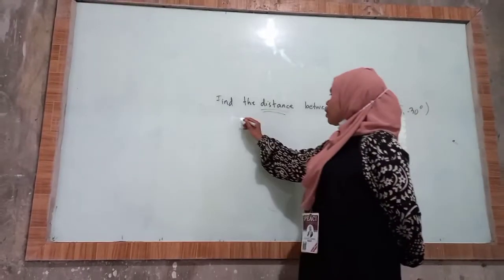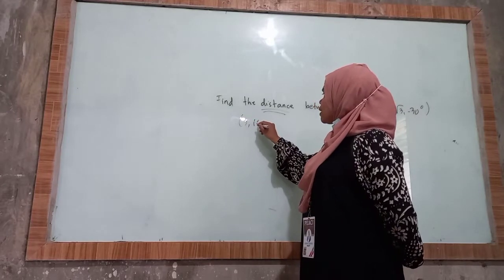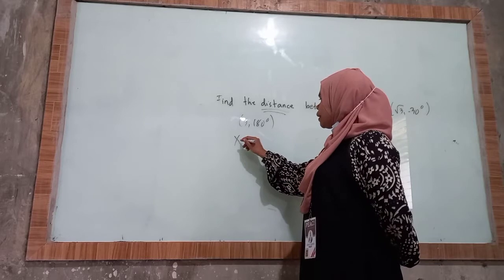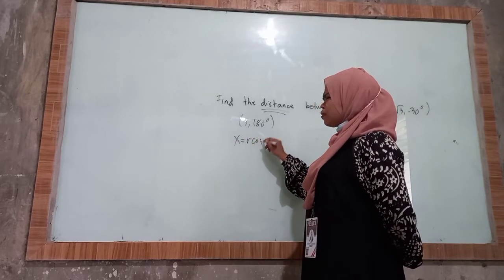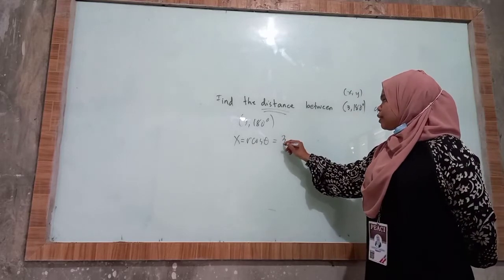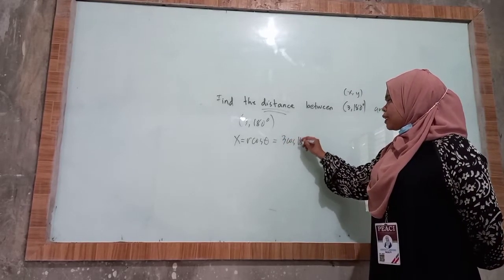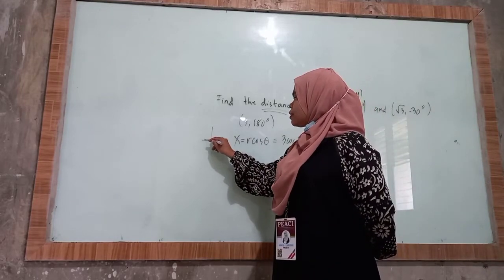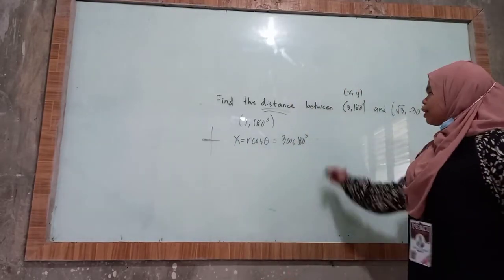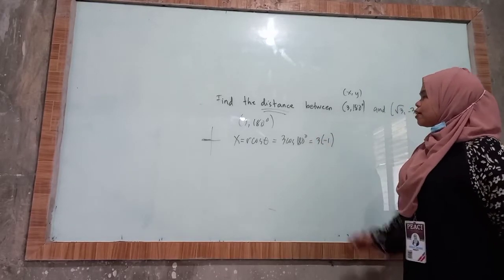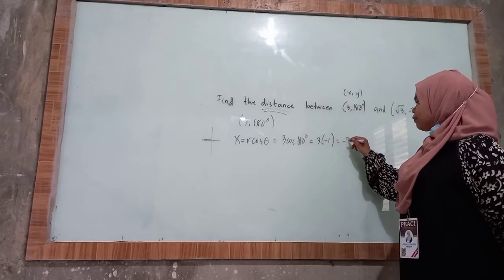So for the point 3, 180 degrees, same formula sa kanilang problem, x is equal to r cosine theta. So ang r natin ay 3 tapos cosine 180. So cosine 180, dito yan, diba? So ang cosine natin ay negative 1. So 3 times negative 1, so that is negative 3.